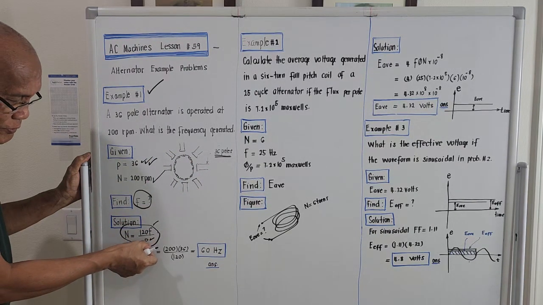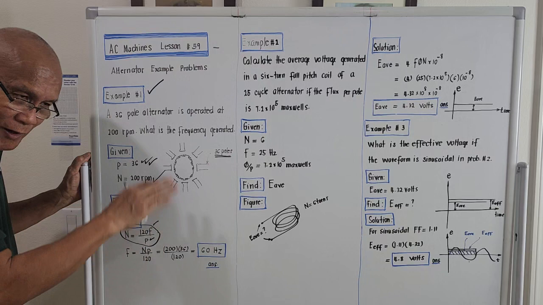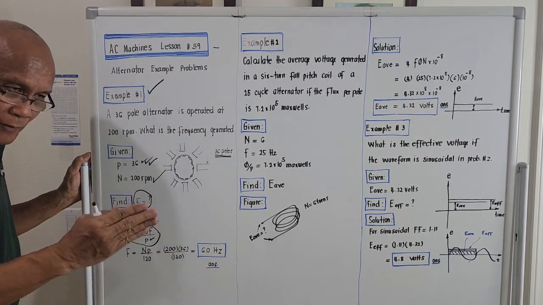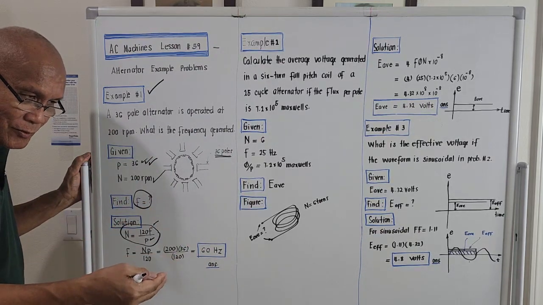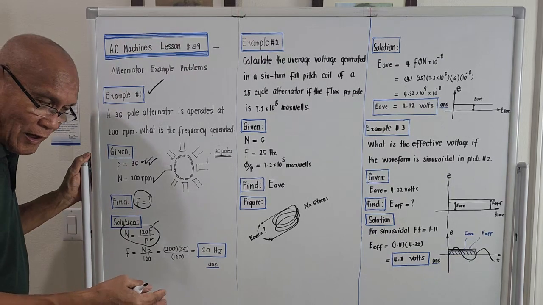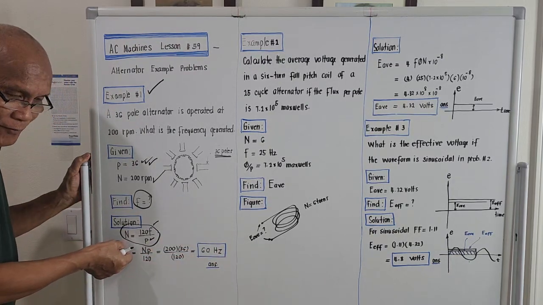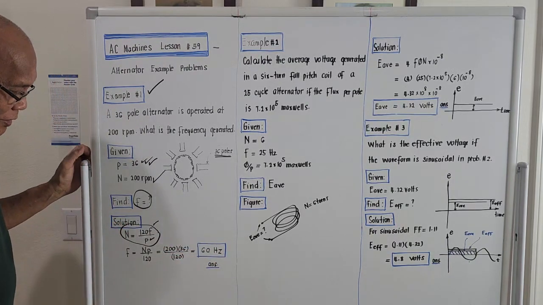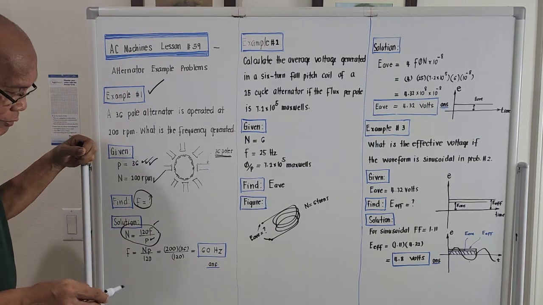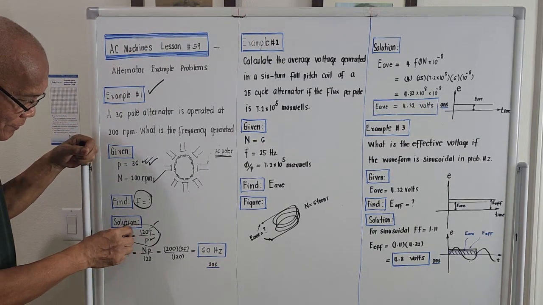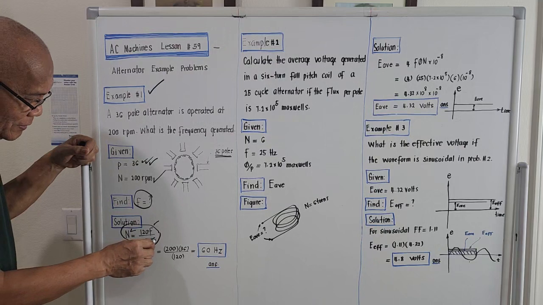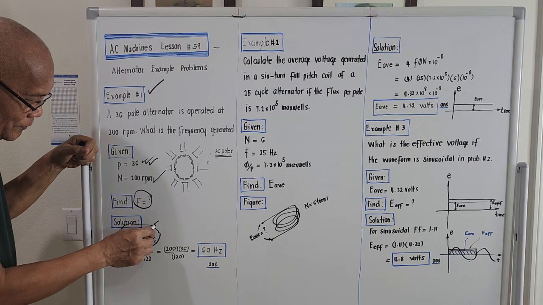If the number of poles is small, the RPM will be very fast. If the number of poles is a little bit higher, of course the RPM will be slower. So in here, to compute for the required frequency, we are given the RPM, we are given the number of poles, so we could compute for the frequency.